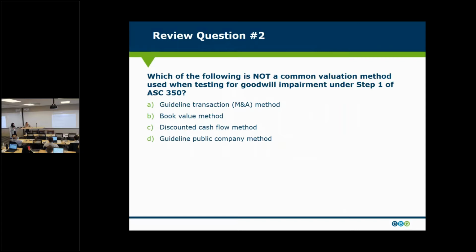So review question number 2. What is not a common valuation method used for testing for goodwill impairment? Is it the transaction method, book value method, discounted cash flow method, or the guideline public company method? The answer is, of course, the book value method.